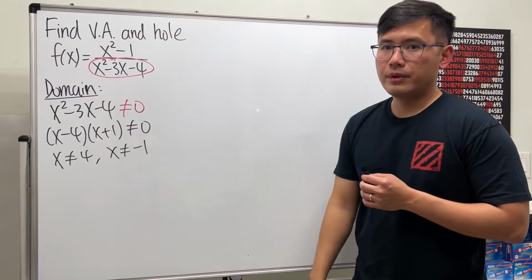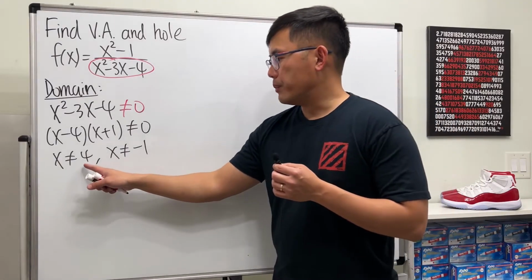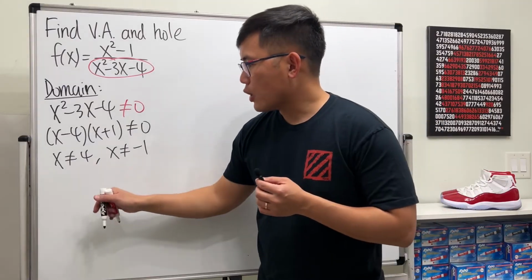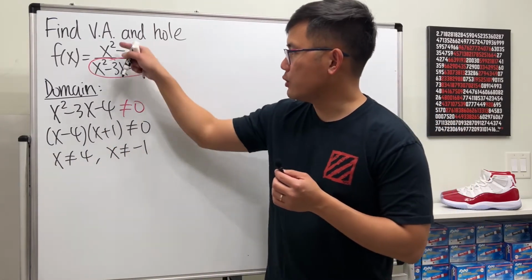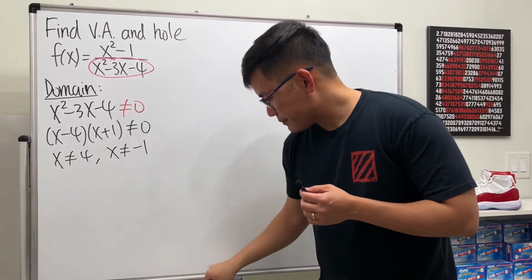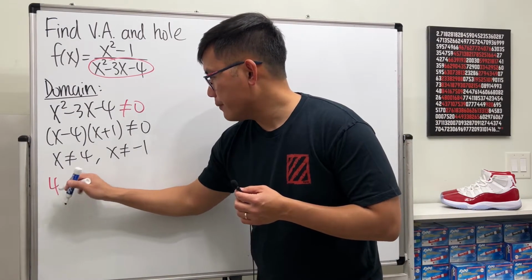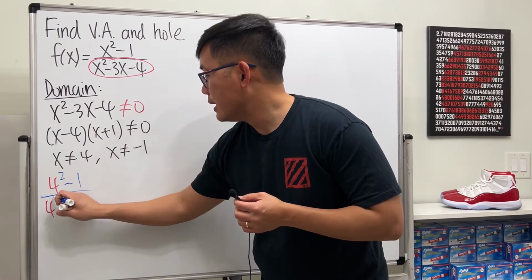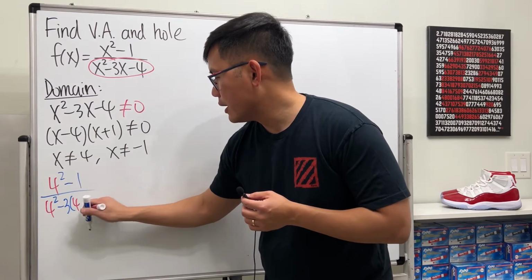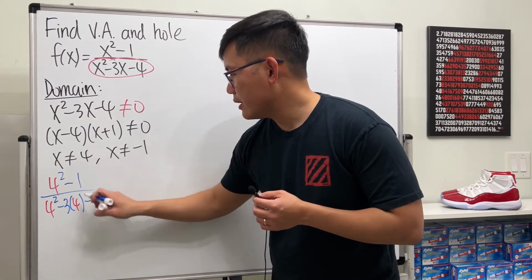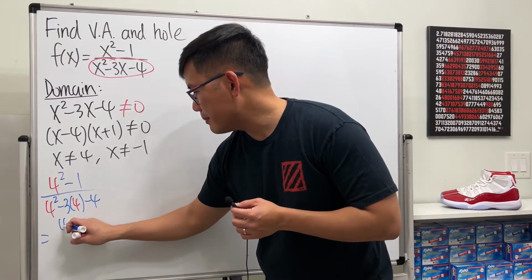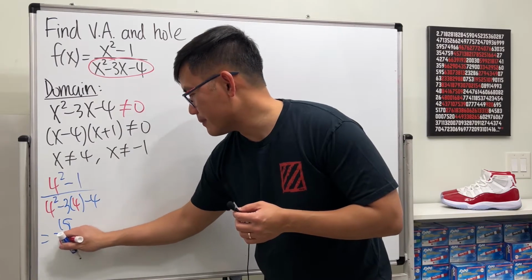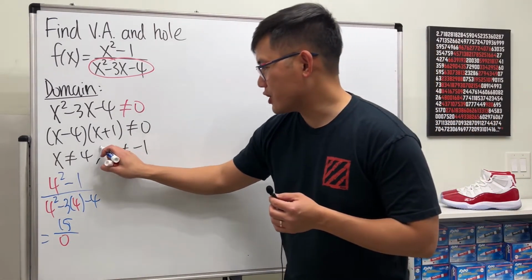But which one's which? What we do first is we put the numbers back into the original and see what happens. So let's check when x is equal to 4. Plugging into here, we will get 4 squared minus 1 over 4 squared minus 3 times 4, and then minus 4. This right here, we get 16 on the top, minus 1, which is 15, over 0 on the bottom. Yeah, so that's pretty much the check for that.